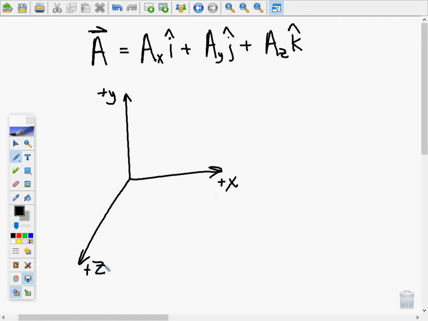Notice if I tried to do that with my left hand, if I put my left hand in the direction of positive x, and then curl my fingers towards positive y, my thumb would go into the page. But by agreement, we always use a right-handed coordinate system. Now, we could use this as drawn, but sometimes I find it easier to draw the right-handed coordinate system a different way.